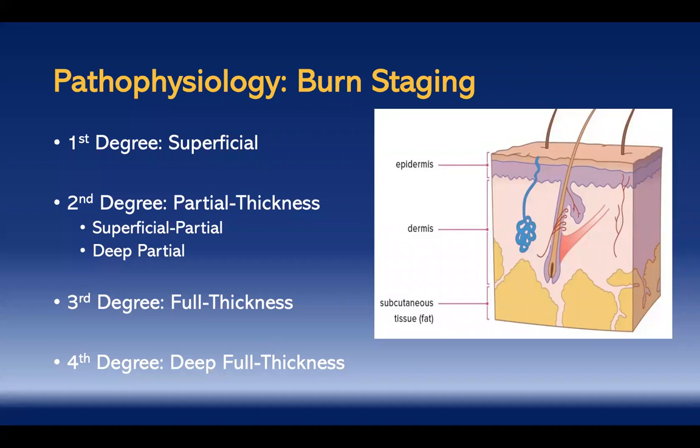So once we know these different layers of the skin, it kind of helps us understand how burns are staged. So burns are staged by 1st, 2nd, 3rd, and 4th degree, and it depends on how much of the skin is affected. So 1st degree, we'll get into each of these now. So first, we can call them either 1st, 2nd, 3rd, and 4th, or we can call them superficial, partial thickness, full thickness, and deep full thickness.